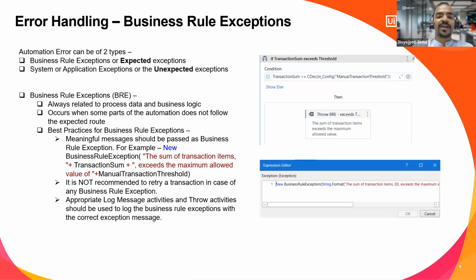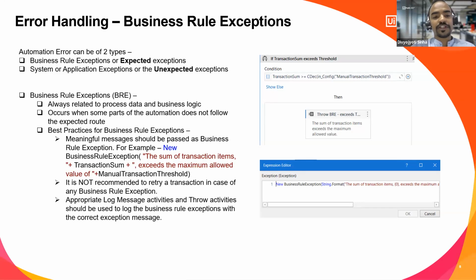Like if the error is happening due to transaction items exceeding the maximum allowed threshold value, you can probably throw a business exception in a way that clearly indicates the exact reason behind that particular failure, right? That way, the business will be able to easily understand why the bot is failing, and you can restart the bot, tweaking the input so that the bot run is successful and they get the necessary output for that particular automation, right?